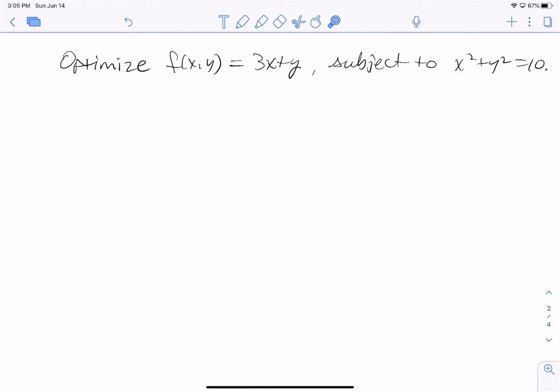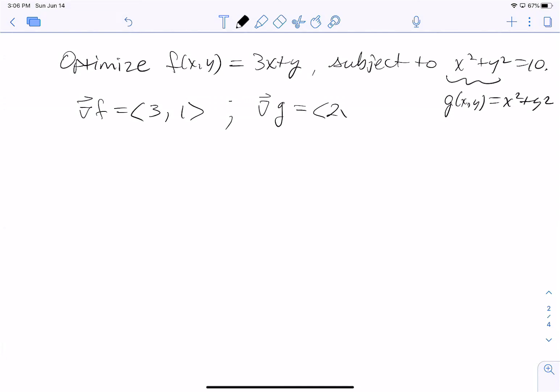We are going to optimize f(x, y) = 3x + y, subject to the constraint x squared plus y squared is equal to 10. Looking at the constraint, we know that g(x, y) is equal to x squared plus y squared. Based on our definitions of f and g, del f is equal to <3, 1> and del g is equal to <2x, 2y>.